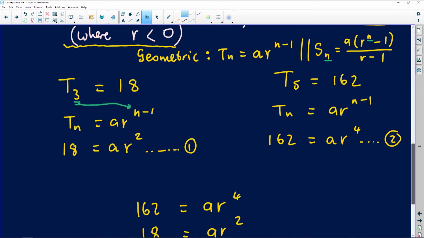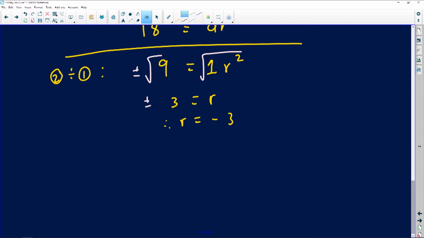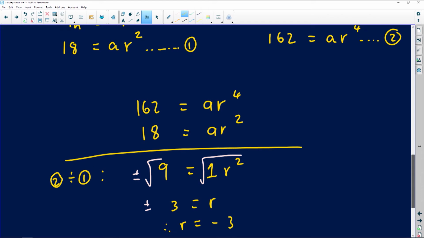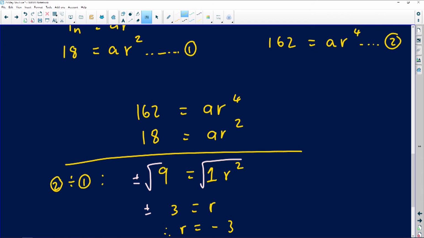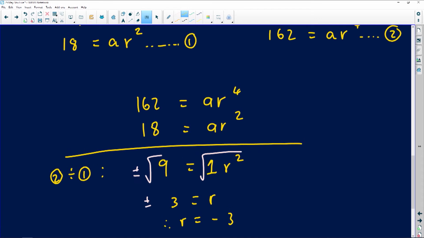So between plus 3 and minus 3, which one are we supposed to take? I can hear someone saying we need to take the negative one. Right. So therefore, R is equal to negative 3. Now that I've got R, I can try and find my A value. I can substitute this in either equation 1 or equation 2. I love equation 1 because it's got a small number, which is 18.